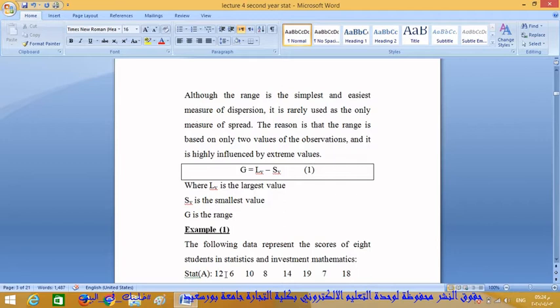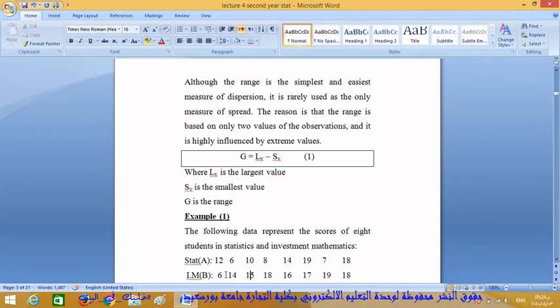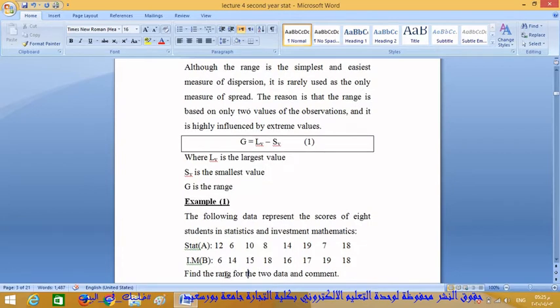Example number 1. The following data represents the scores of 8 students in statistics and investment mathematics. The first is stat, denoted by A, equal 12, 6, 10, 8, 14, 19, 7, and 18. Investment math, denoted by B, equal 6, 14, 15, 18, 16, 17, 19, 18. Find the range for the two data and comment.